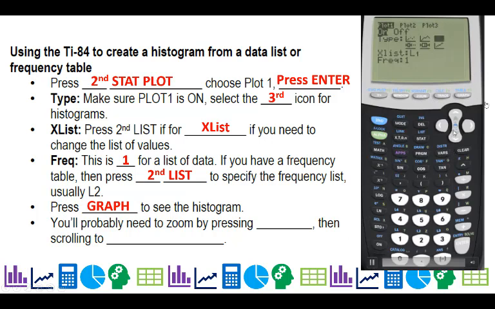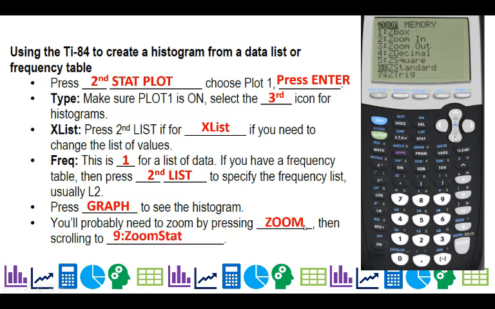So watch, graph is over here. And you can see the histogram. Now you'll probably want to press zoom and go down to 9 and press zoom stat. You can either press 9 or scroll and hit enter. And there you have your histogram with automated settings from the TI-84. So it's not necessarily the histogram you actually want to graph. You probably want to make some tweaks to it based on what we learned before. You could use this as a rough graph and it could be okay.